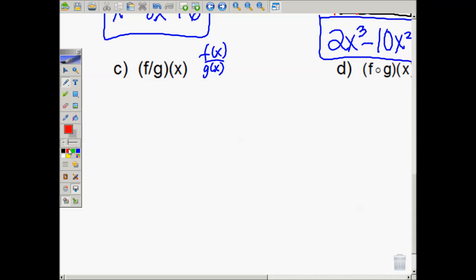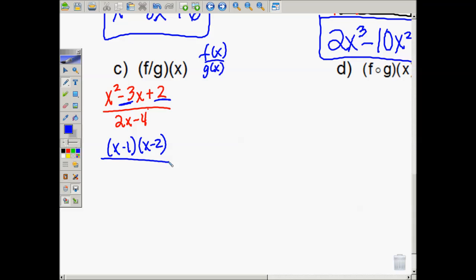So what is f of x? x squared minus 3x plus 2, over 2x minus 4. Remember when you're dividing functions, that means you need to factor everything. How would I factor my numerator? Mental math. What multiplies to give me a positive 2, but adds to give me a negative 3? Negative 1 and negative 2. So that's factored.